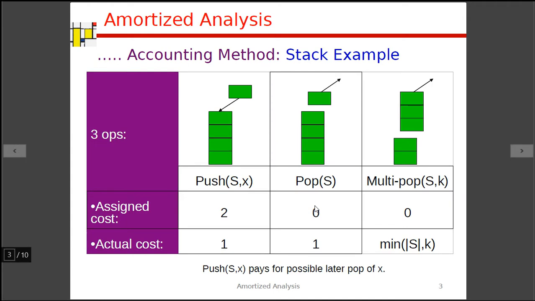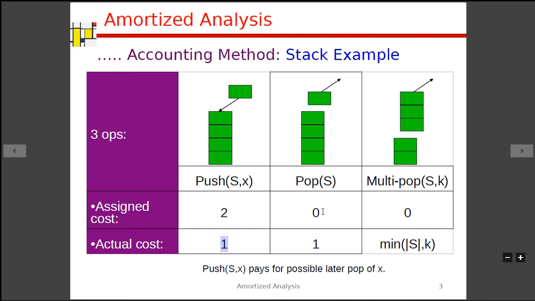Let us take some examples. As we have seen in the aggregate analysis, there is the stack example. These are the three operations. The first one is the push operation, the second one is the pop operation, and the third one is the multi-pop operation. Here you can find a difference with respect to aggregate analysis. There was only cost calculation in aggregate analysis, but here there is an assigned cost and an actual cost. For the push operation, the assigned cost is 2, but the actual cost involved is 1. So one unit is balanced here.